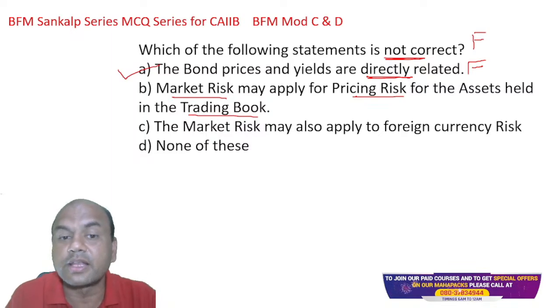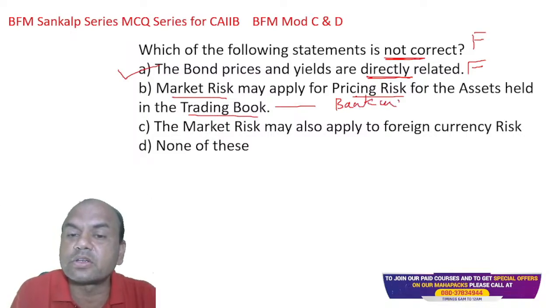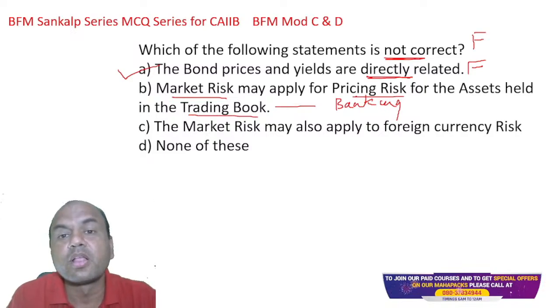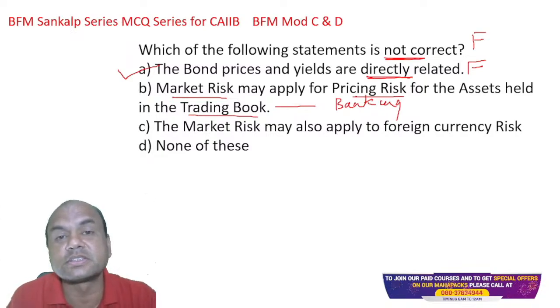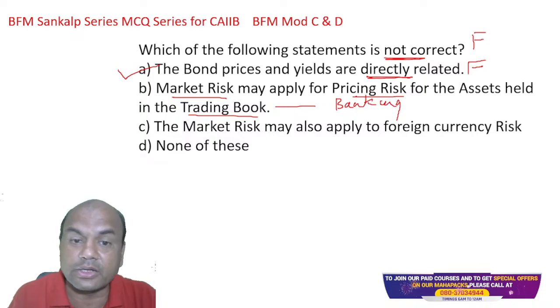So that is true. There are two books in banking. Always remember, trading and the second book is what? Banking book. Here the assets or the bonds are held up to maturity. This is for statutory purposes, CRR, SLR, and this is for proprietary, meaning buying and selling, earning profit. So that is true, and that's why this is not the answer. We want a false one.